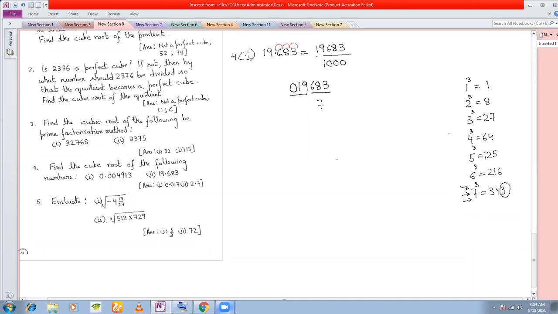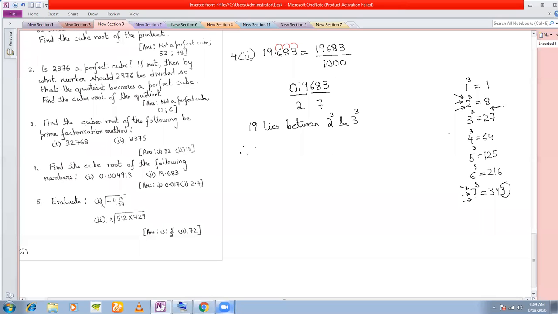Okay, and the next 3 digits now, if we see, is 19. 19 lies between which two cube numbers? If you see, 19 lies between 8 and 27. So 19 lies between 2 cube and 3 cube. So we take the lower of the two. We take the number 2, right? So therefore, we write 2 here.